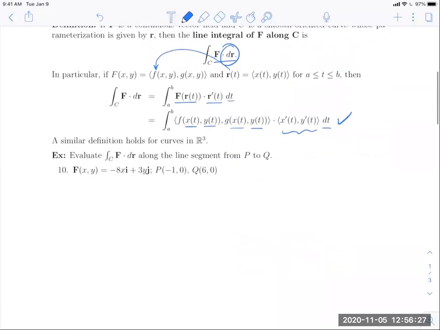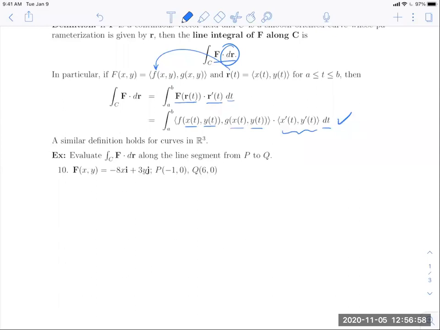So let's look at an example here of computing one of these line integrals. I want to evaluate the line integral over C of F dot dr along the line segment from P to Q. So they gave us our vector field F. Again, remember that inputs a point in the plane and it outputs a vector in the plane. And then we have a line segment. So for this problem, we don't explicitly have our function r of t. We don't have that parameterization, but we can easily recover it ourselves.